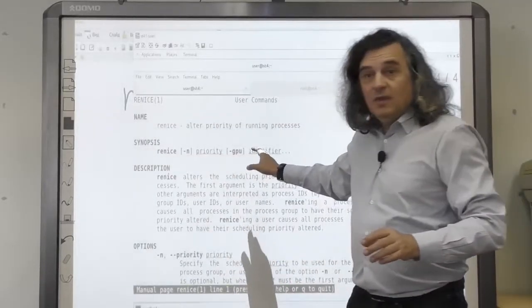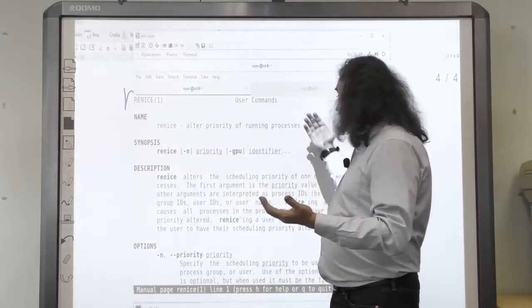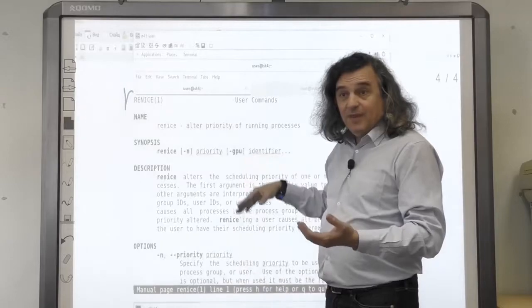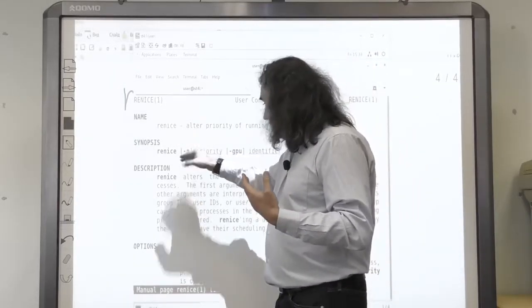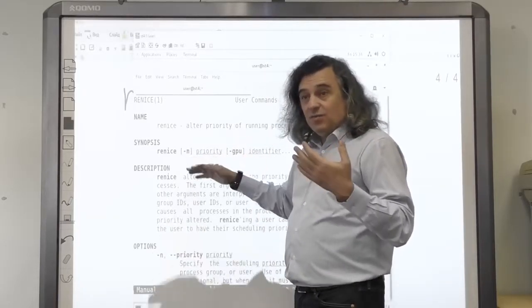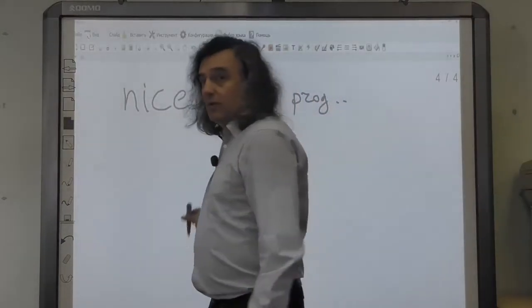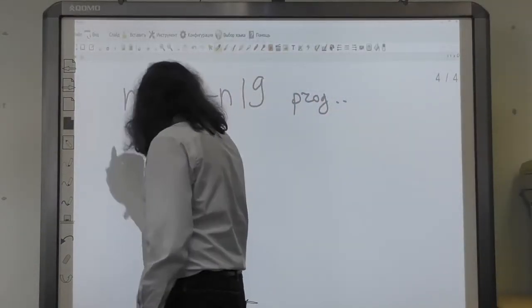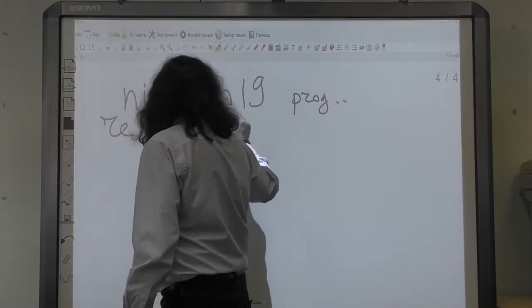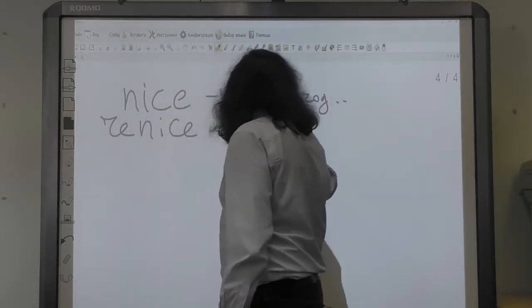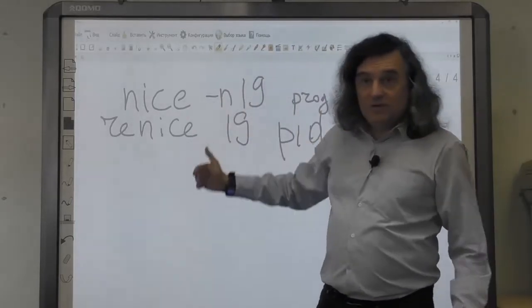Renice. Alter priority of a running process by process identifier. In this case, you may not use the -n option, just a nice number. For example, in this way.